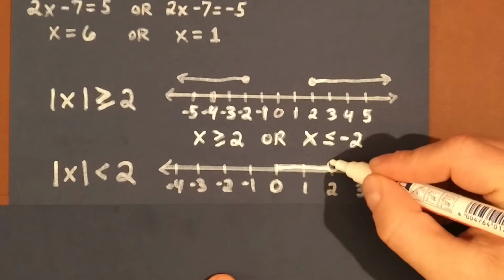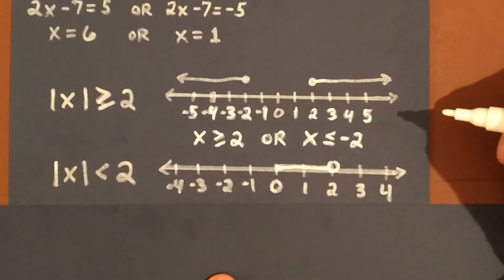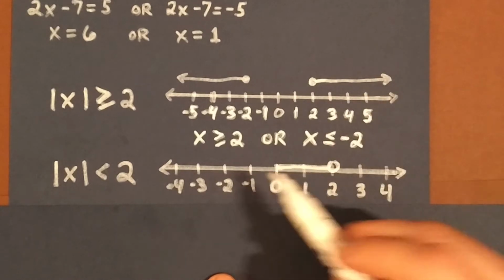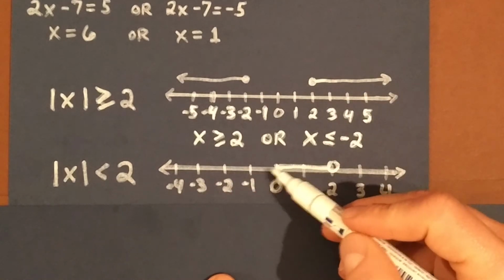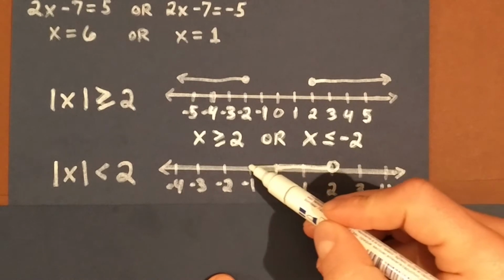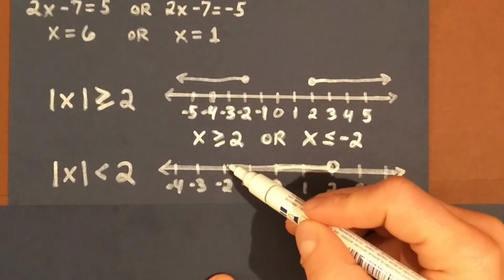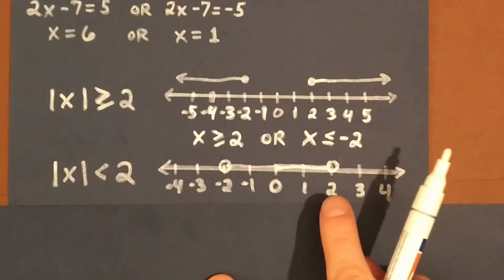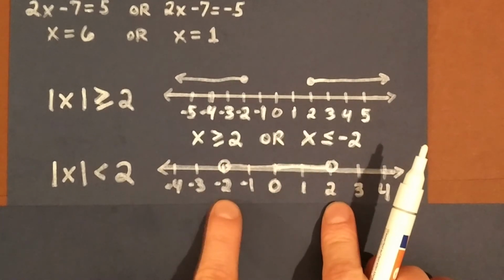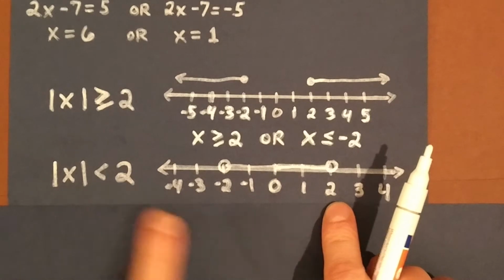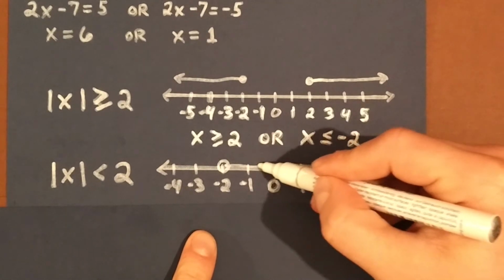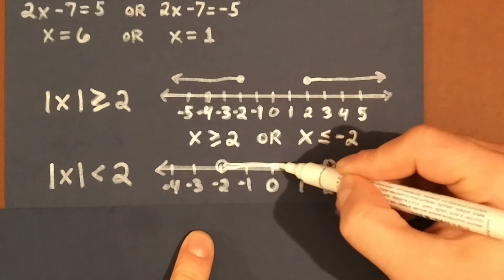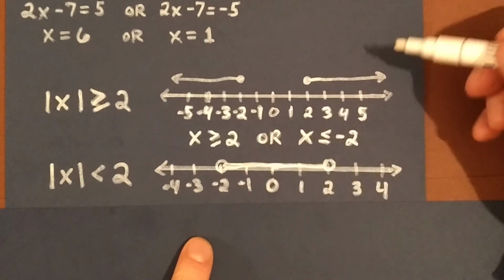So I'm going to draw an open circle. And to the left, of course, we have these numbers that are less than 2 units from 0. Negative 2 is exactly 2 units from 0. So 2 and negative 2 again do not satisfy this inequality. But all of these numbers between satisfy this inequality.